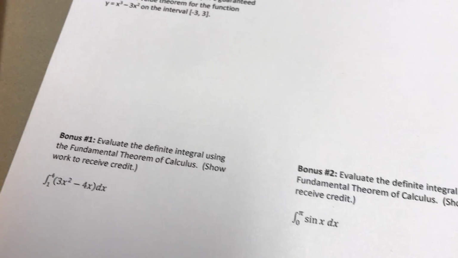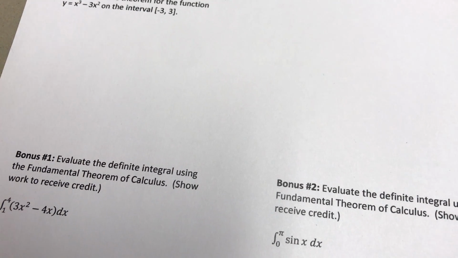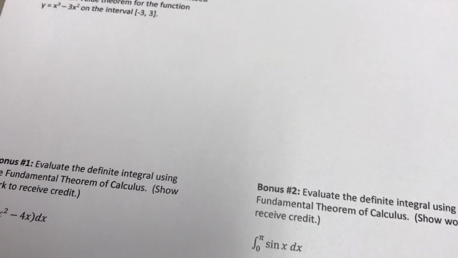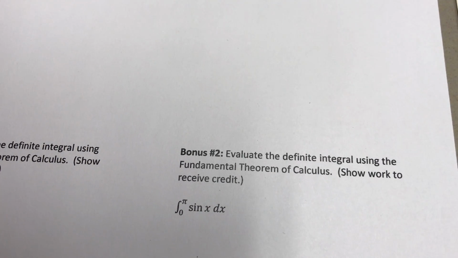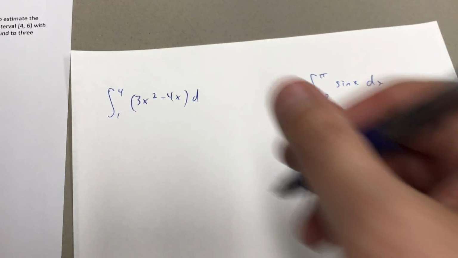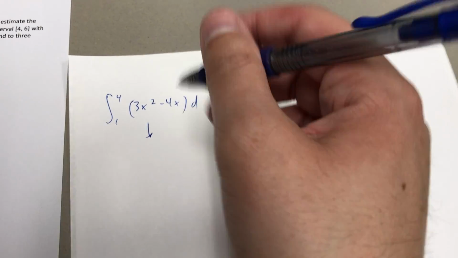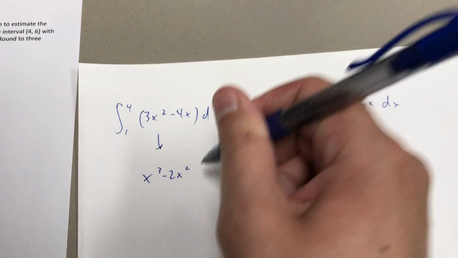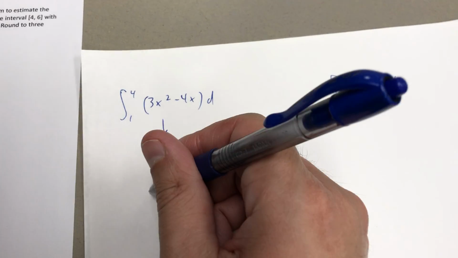All right, let's look at these definite integral problems. We've got the definite integral from 1 to 4 of 3x squared minus 4x dx. And we've got the definite integral from 0 to pi of sine of x dx. Okay, so we're going to come over here. Remember, the fundamental theorem says if you're trying to find a definite integral, you can take the antiderivative, so that's x cubed minus 2x squared, and you can substitute the 2 values into the antiderivative and subtract.